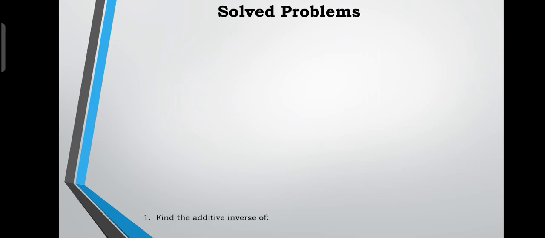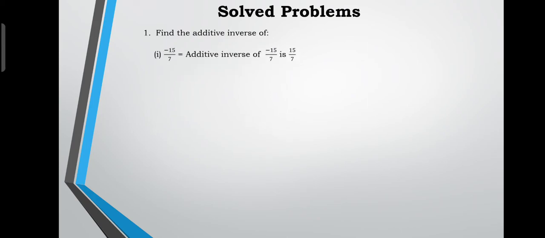Yes, let us start with some exercise problems, solved problems. See the first one. Find the additive inverse. I told you additive inverse means if it is positive, it can be written as negative. If it is negative, it can be written as positive. That is the inverse. First example, minus 15 by 7. What is the additive inverse of minus 15 by 7? Yes, exactly. Plus 15 by 7. Very good, children. And the next one, minus 12 by 13.